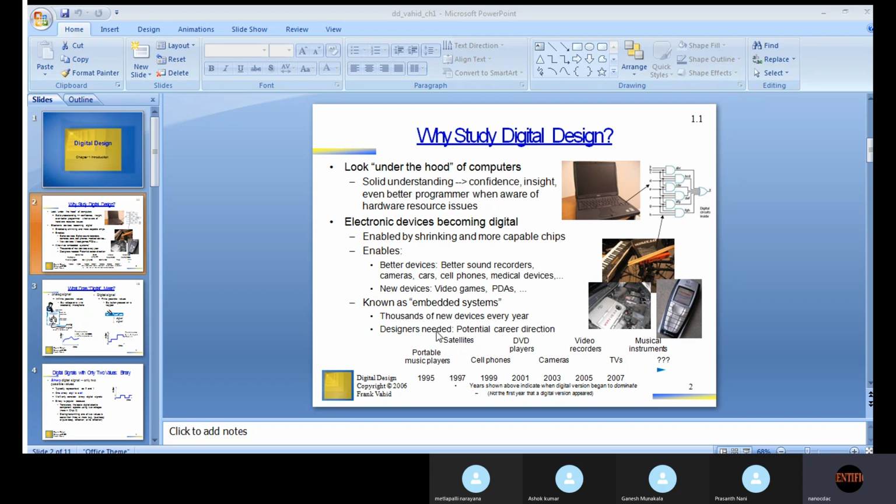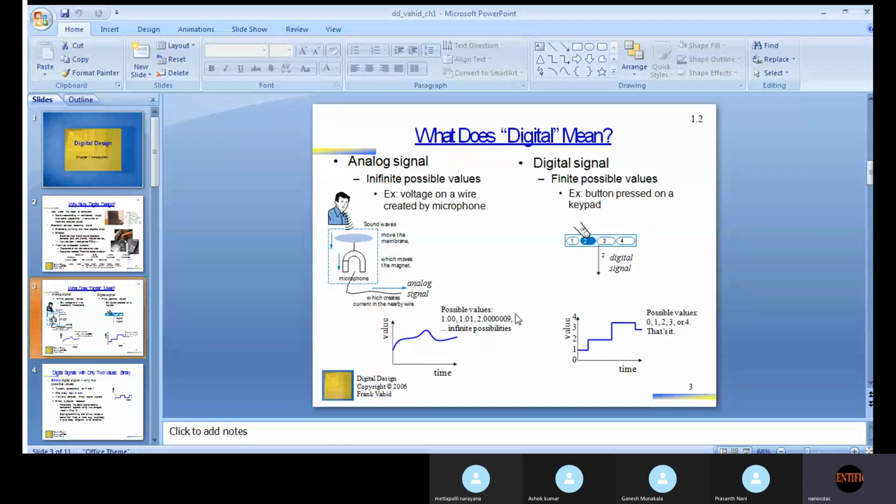Okay, so if you see, all the electronic devices are becoming digital. All these things we have discussed in the first class only. The electronic devices ante, see, sound recorders, cameras, cell phones, medical devices, video games, personal digital assistants. So these are all digital devices only. They are running with DC power. A laptop is also a digital device only. See, whatever we are seeing in today's world, everything is digital only.